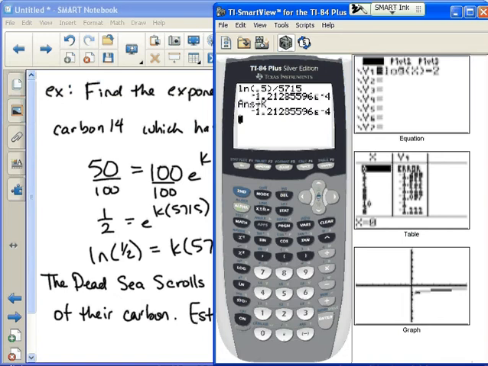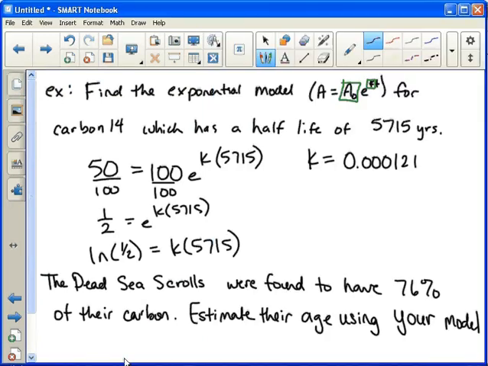Okay, so when we write our equation, we would have A equals, and then you can put 100 here, let's just put 100, we'll stick with that because it's 100%, e to the k, which is 0.000121 times your time. So that will tell you after a certain number of years what percent of the carbon-14 would be left.